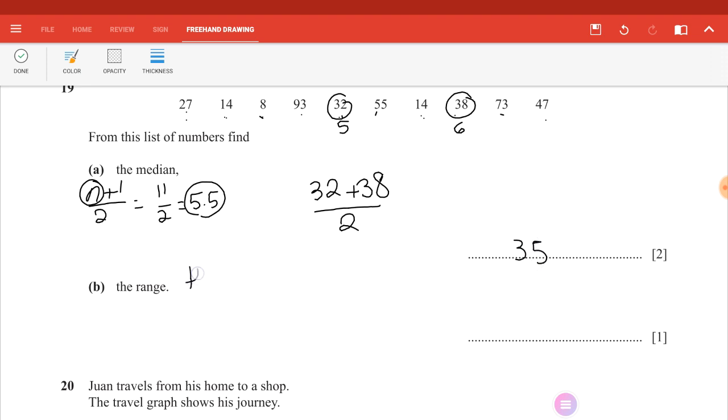The range, the highest value minus the lowest value. The highest value is 93. The lowest value is 8.